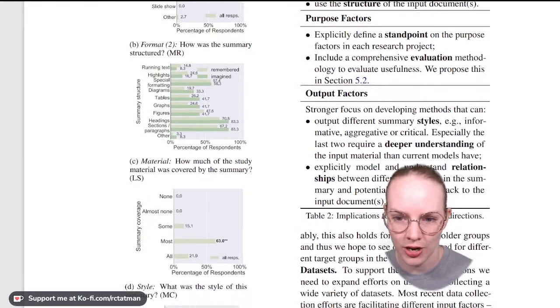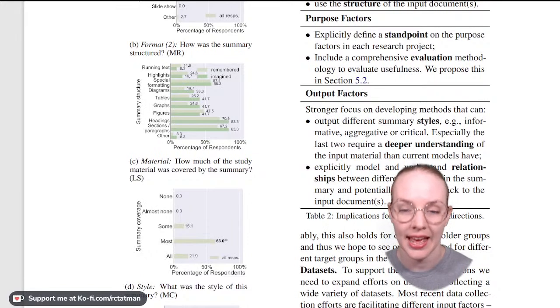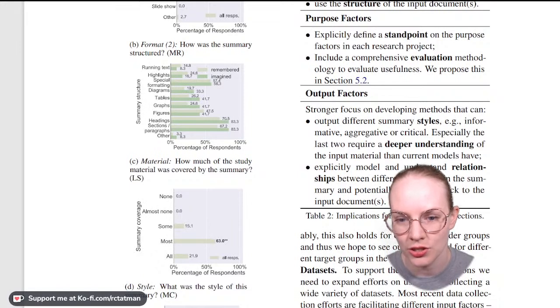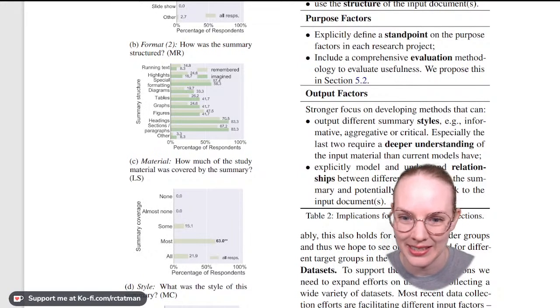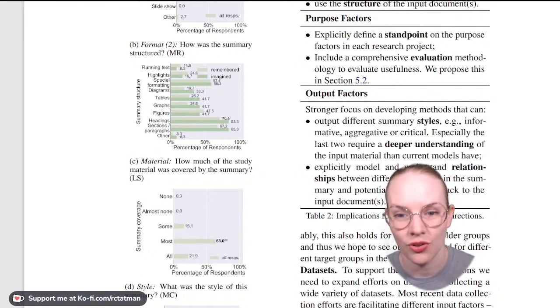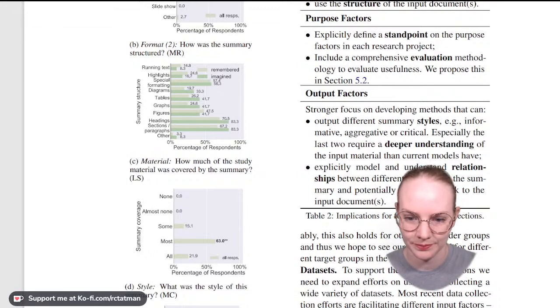How is the summary structured? So for the remembered, running text with highlights, special formatting, diagrams, tables, graphs, figures, headings, sections, paragraphs, and others. So for the imagined students, they imagined it having paragraphs and headings, diagrams, tables, and graphs far more than the remembered students. And the remembered students remember having running text and highlights more than the imagined students. But basically, they all want breaks in the text and special formatting.